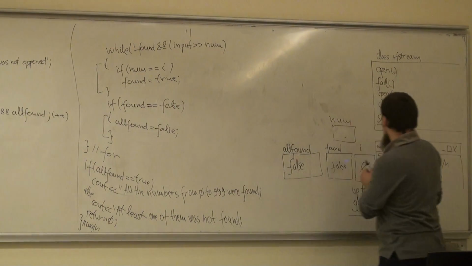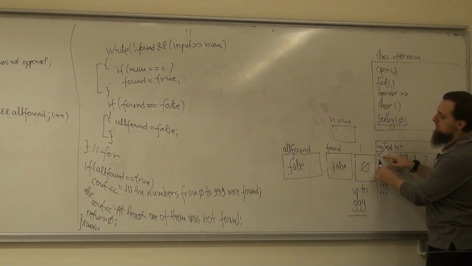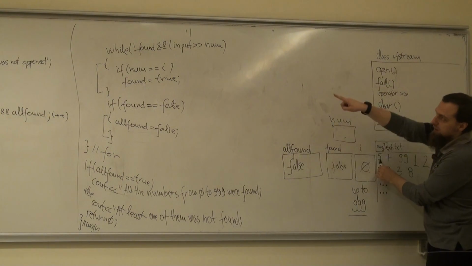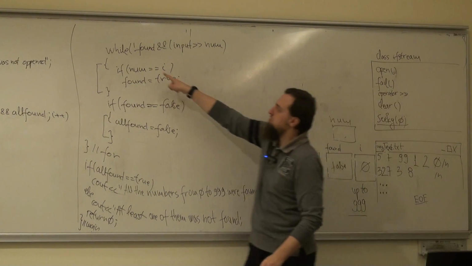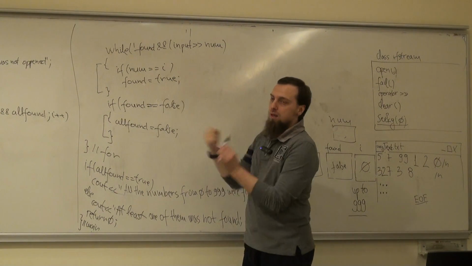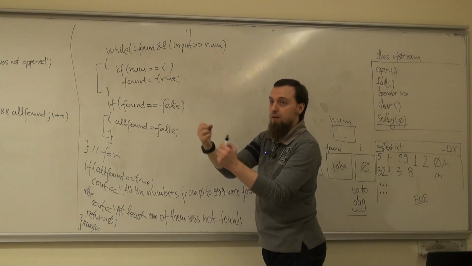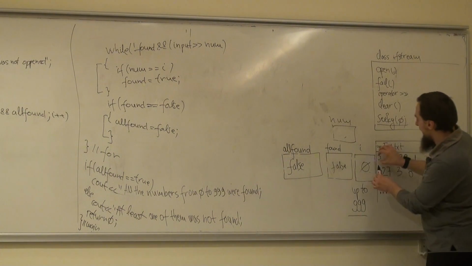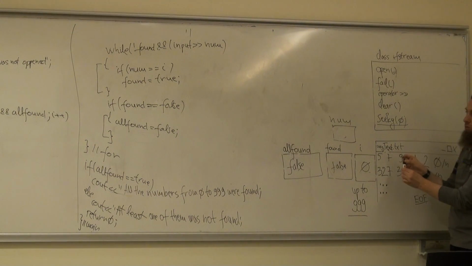So I'm here, and initially found is false. That negation is going to make it true. And input num returns true if I can read the data. Of course, I can read 5. I read 5. This is true.